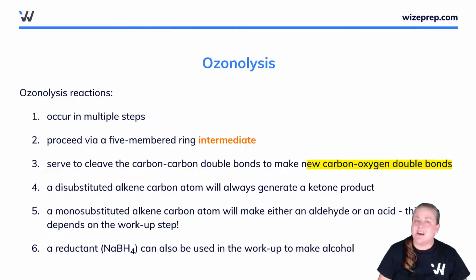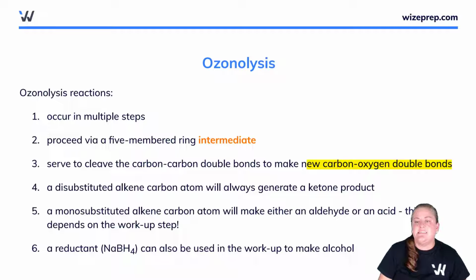So next up is ozonolysis, a very specific and different type of reaction in our addition to alkenes. Now, ozonolysis is going to occur in multiple steps via a 5-membered ring intermediate. Now, we're not going to need to worry too much about what this intermediate looks like or its mechanism, but we are going to need to know about the products of this reaction.